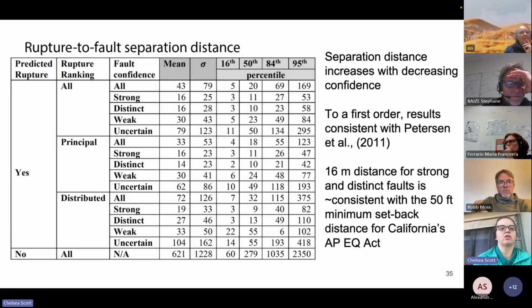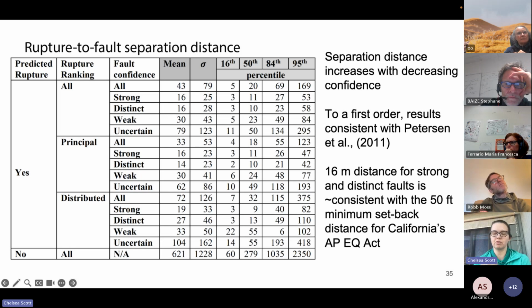Here is a table that looks at the rupture to fault separation distance. First looking at predicted ruptures, then sorted by rupture ranking, then the confidence of the fault, and then we have several statistics, all in meters, that are looking at the mean, the standard deviation, and several percentiles. And I'll just summarize several points here. The first is that the separation distance between the ruptures and faults generally increases with decreasing confidence.